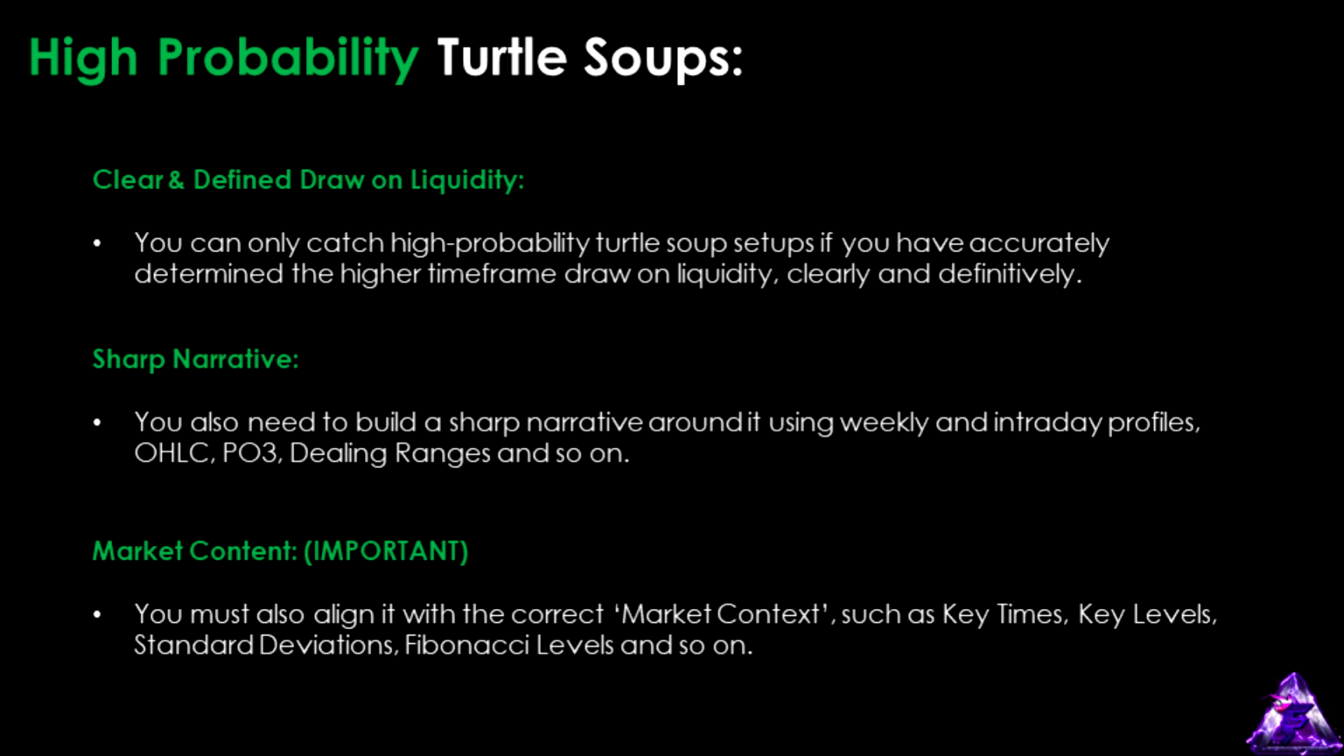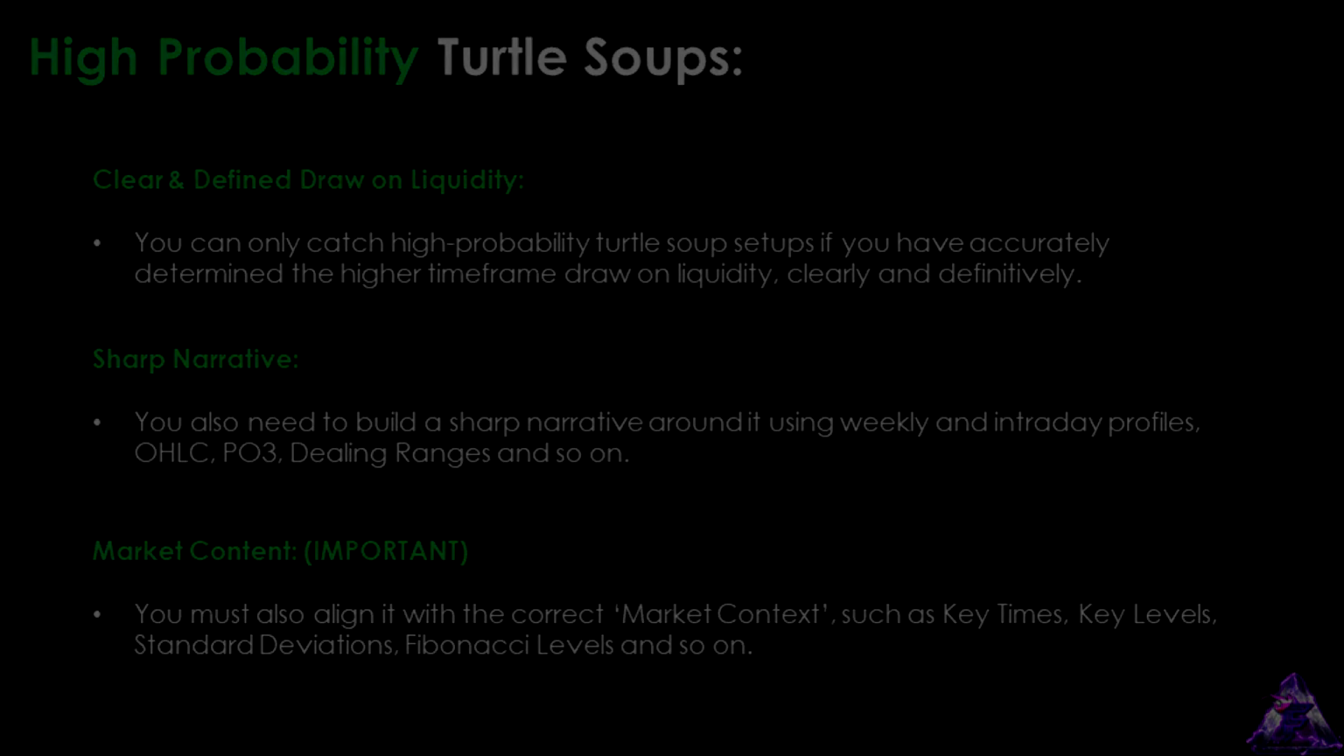The reason we focus on all of these elements is to ensure that our market context is well structured, eliminating randomness in our setups. By aligning our trade ideas with the broader market dynamics, we significantly increase the probability of success. The goal is to connect the dots between the draw on liquidity, sharp narrative, and the correct market context. When all of these elements align, you have a precise, high risk to reward setup that leverages institutional moves while avoiding retail traps.